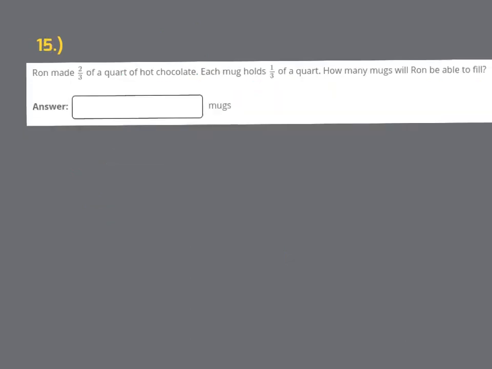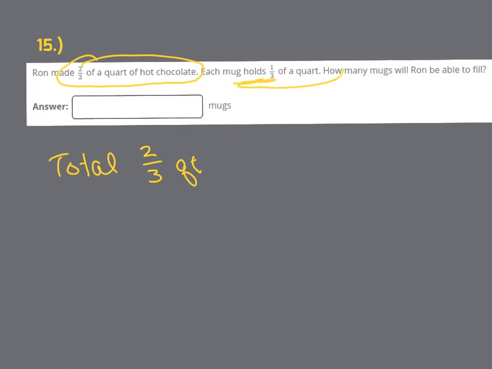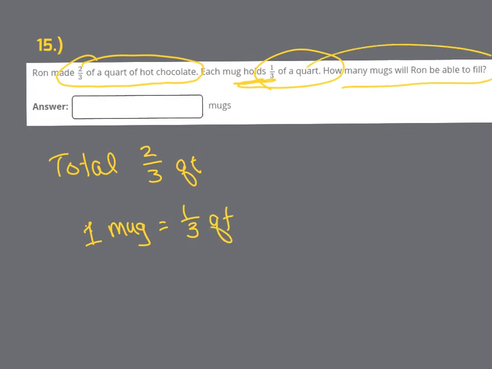Next problem. Ron made 2/3 of a quart of hot chocolate. Each mug holds 1/3 of a quart. How many mugs will Ron be able to fill? Okay, so Ron made 2/3 of a quart of hot chocolate. So Ron has a total of 2/3 of a quart. Each mug holds 1/3. So one mug equals 1/3 of a quart. How many mugs will Ron be able to fill?